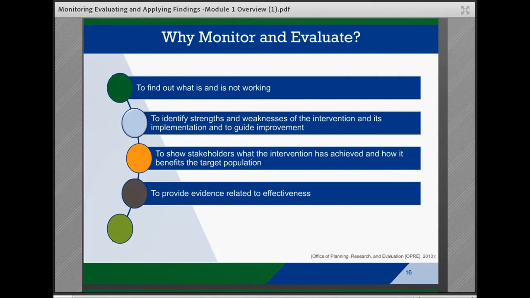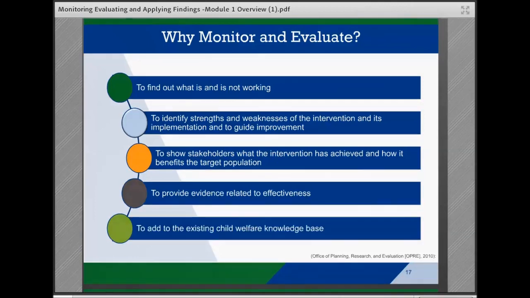To provide evidence related to effectiveness, being able to show with some level of certainty that the effort has been successful in the agency context. And finally, to contribute to the existing child welfare knowledge base. Teams implement interventions so that they can improve services and outcomes for children, youth, and families, but they monitor and evaluate so they know whether they are doing what they said they would do, and if it's achieving desired outcomes. By assessing how well their interventions achieve desired results, teams can make decisions about what to adjust, continue, expand, or phase out.